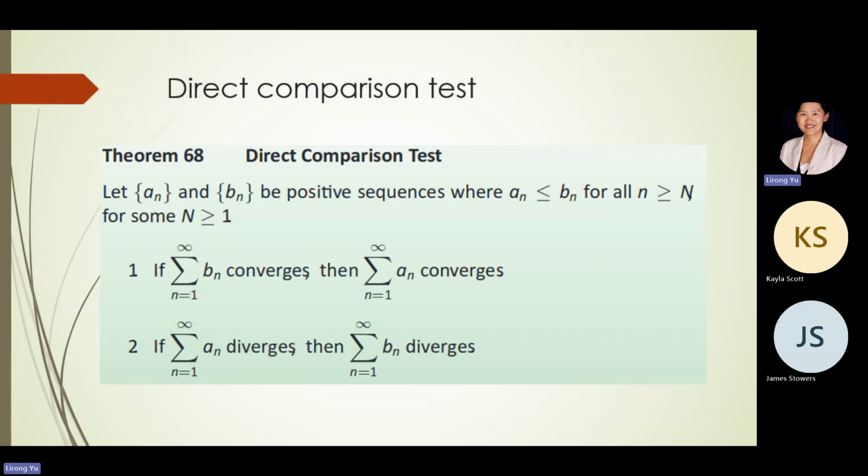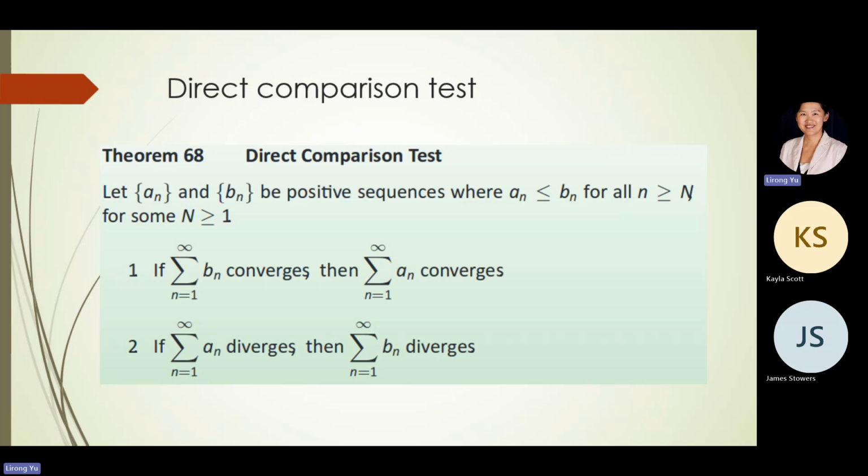So according to the comparison test, if a_n is less than b_n, then the summation of a_n will be less than the summation of b_n. Now, rule number one says if b_n is convergent, meaning that the summation of b_n is finite, as a consequence the summation of a_n will also be finite, because you're smaller than a finite number. And then the second rule says, since a_n is less than b_n, the summation of a_n is less than the summation of b_n.